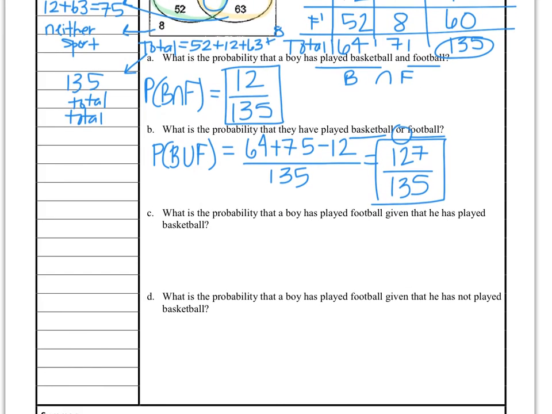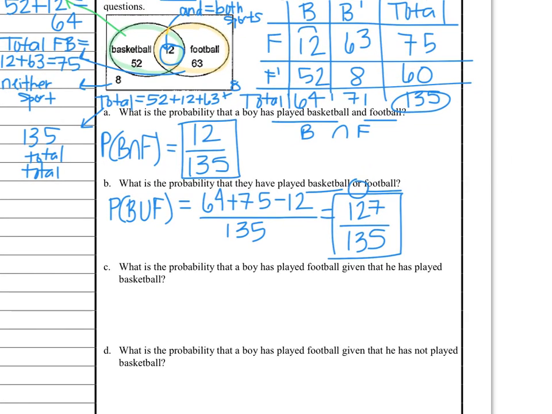All right. Part C, what is the probability that a boy has played football given that he has played basketball? So probability that he has played football given that he has played basketball. So looking in the given column, so B is 64 on the bottom for the total there. And then of these guys that play basketball, how many of them also play football? 12. So it's 12 out of 64.